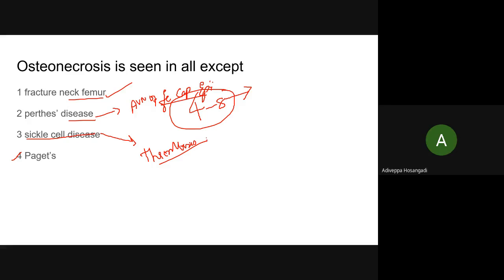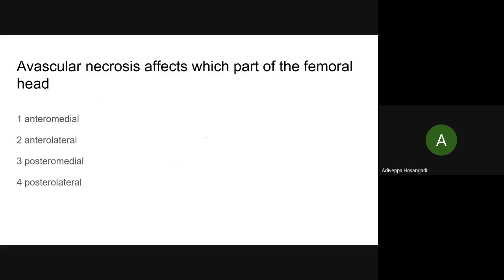Okay. Shall we go ahead? Avascular necrosis of the head, which part is affected most commonly? Very easy.